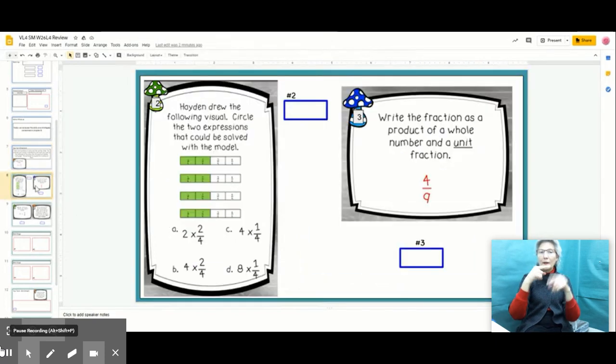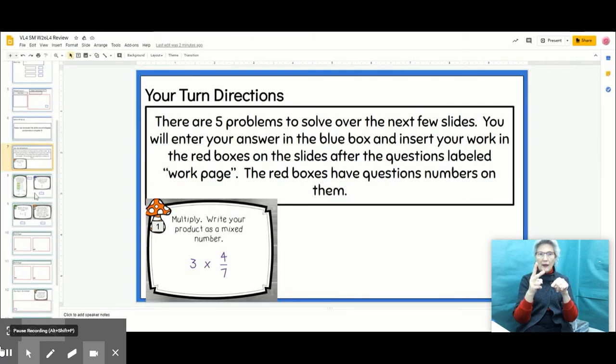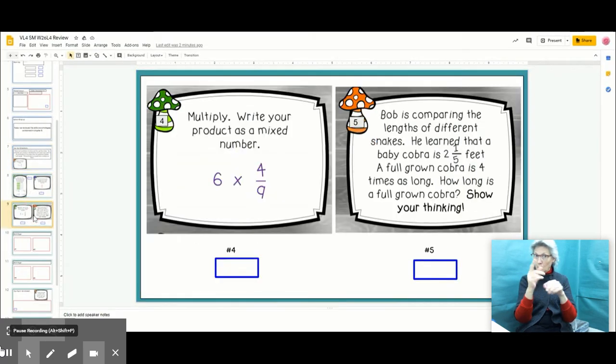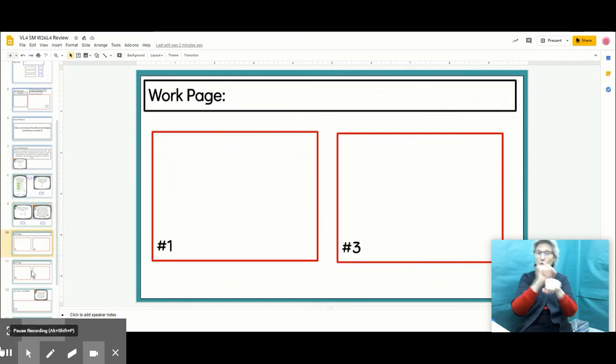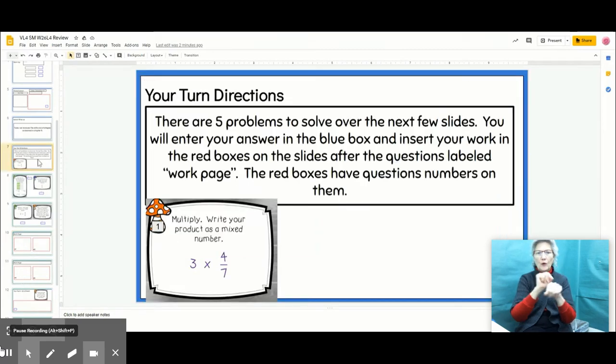So if you look, we have our 5 questions. We have the one we're going to do together. We have 2, 3, 4, 5. And you'll see a blue box. That's where you type in your answer. And then actually you're going to insert your work on the slides after that. So these question numbers, 1, 3, 4, and 5, that's where you're going to be inserting your work. There isn't a box for question 2 because it's a multiple choice that you don't need to show your work for. Okay, so let's go back to our question.